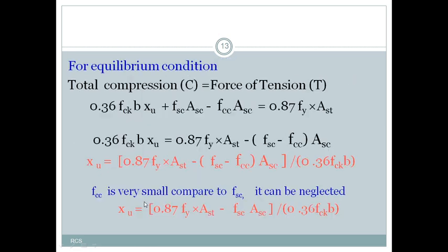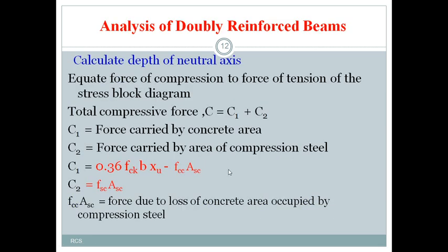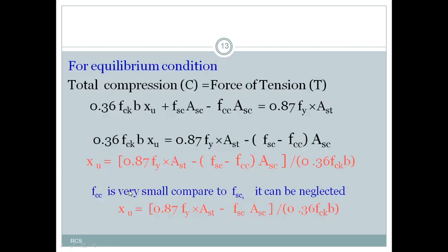Now we can calculate the total compressive force: 0.36 FCK B into XU minus FCC ASC plus FSC ASC. Here we have to equate the total compressive force to the total tensile force. We know the total tensile force is 0.87 Fy AST, and the total compressive force is this. If we equate these, we get XU equals 0.87 Fy into AST minus FSC minus FCC into ASC, whole divided by 0.36 FCK into B.